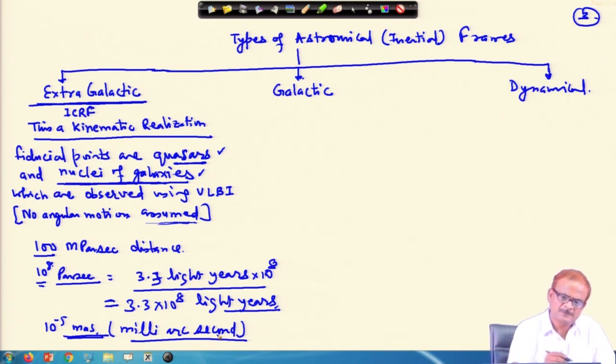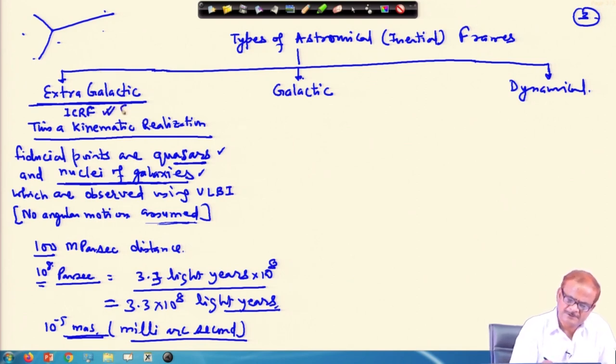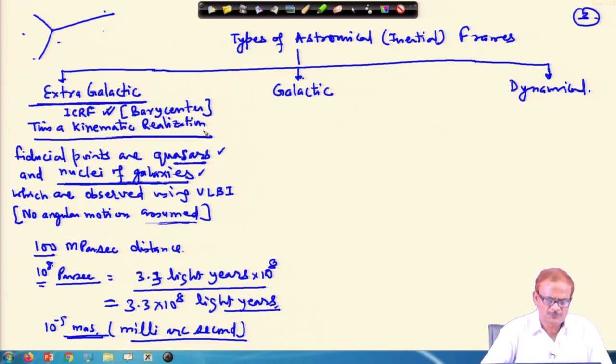So, if you have many points in space and you look from the earth and they are not varying, not showing any motion over years, you can easily fix a reference frame using those points. This ICRF is based on that, and its center lies at the barycenter, what we call barycentric. Shortly I will show you how it is different from the other ones.